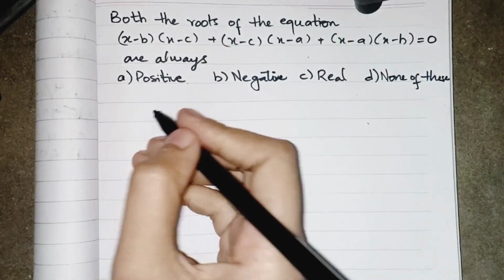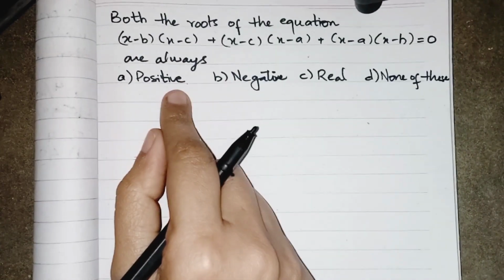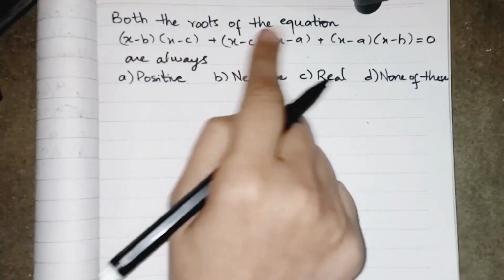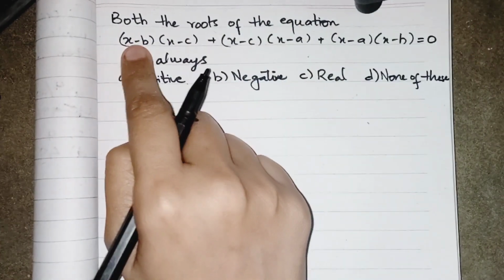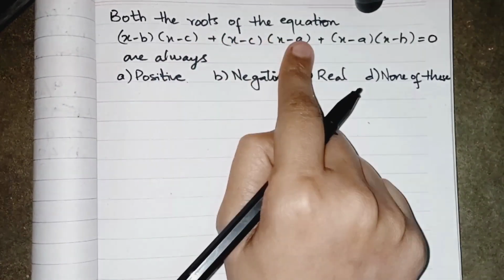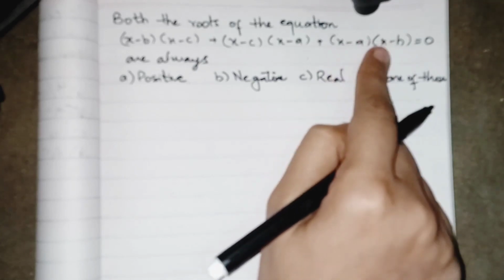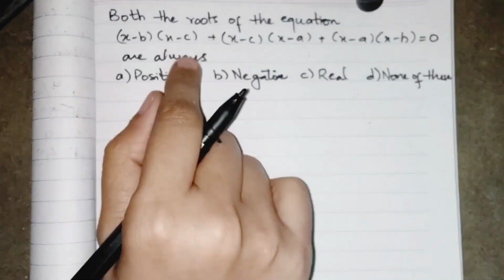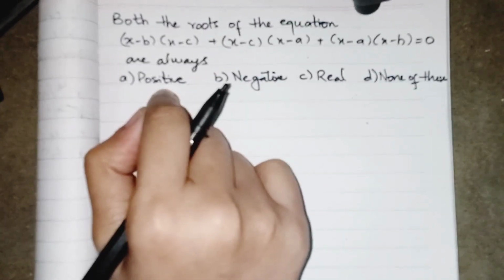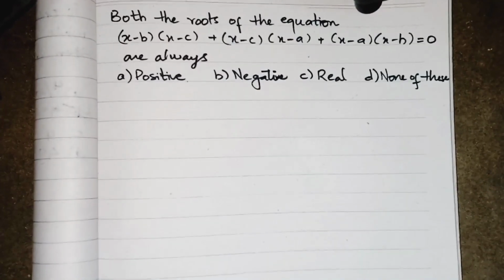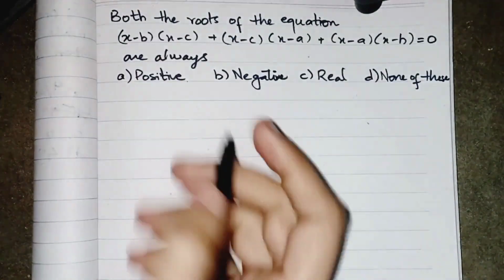Now this question is very interesting and a little bit difficult compared to the previous questions. Both the roots of the equation (x minus b)(x minus c) plus (x minus c)(x minus a) plus (x minus a)(x minus b) equals 0. This is our equation, and they are asking about the roots, whether positive, negative or real. So first of all, let's simplify the equation.